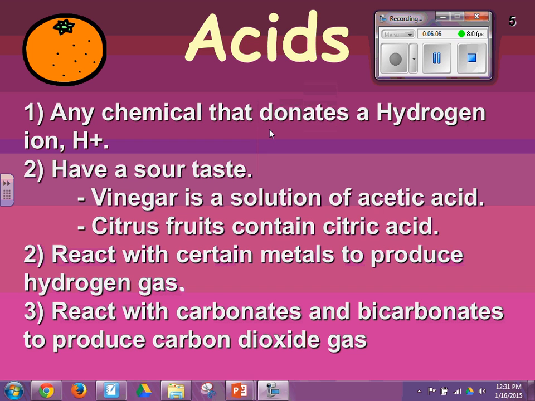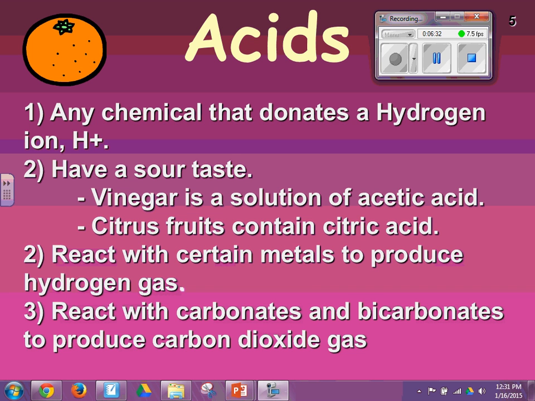Here are some characteristics of acids. Any chemical that donates a hydrogen ion is considered an acid. Now, again, those other two definitions talk about something a little bit different as far as what an acid is, but it's all speaking the same language. We have sour taste, generally speaking, as a good characteristic of an acid. If you think of sour Skittles, it has an acid on it, so that makes it taste very sour.